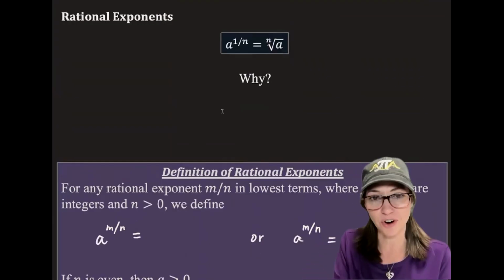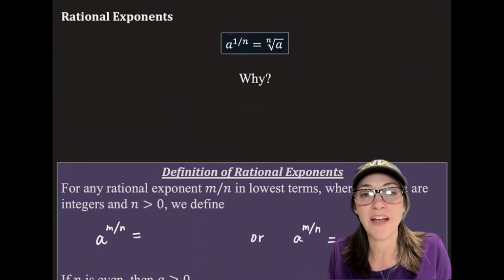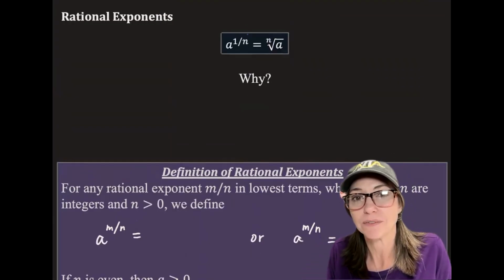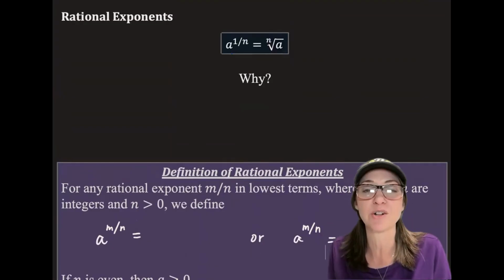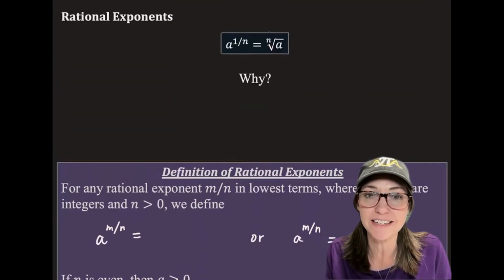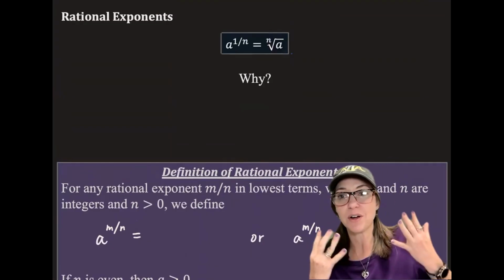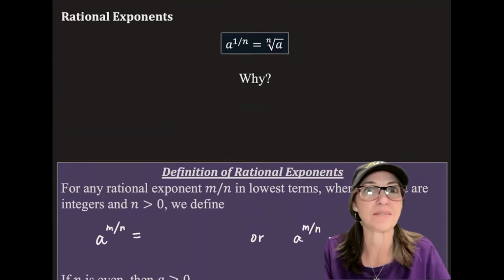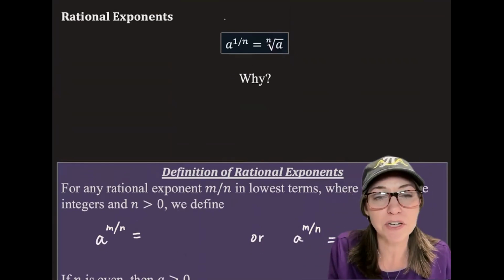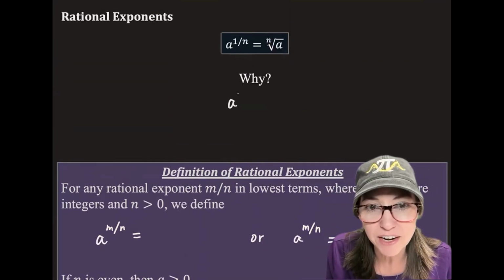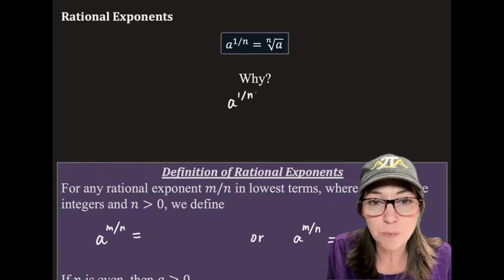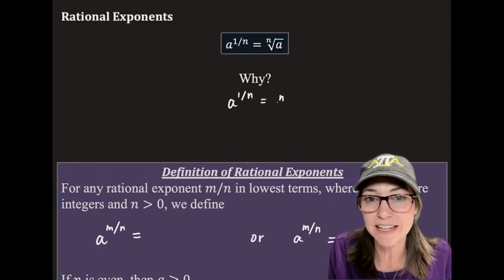All right, so to start, this is the definition of a to the 1 over nth power, right? If you have a number to a fractional exponent, we can rewrite that as the nth root of a. And you might wonder, why? Why are we allowed to do that, right? So here's what we're going to do. We're going to rewrite that equation right here just to explain why a to the 1 over nth power is the same as the nth root of a.